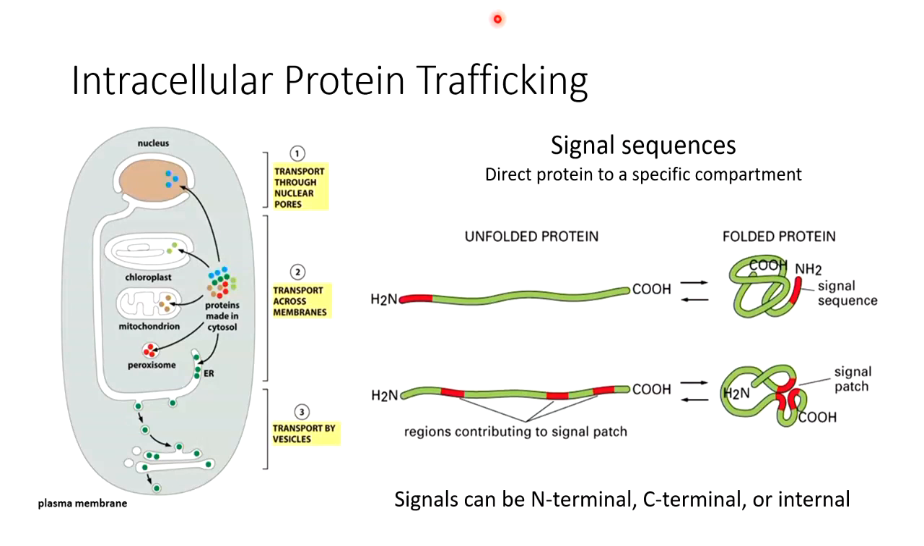And here we can see a schematic of different locations that the signal sequences can direct these proteins to. For example, we talked about nuclear trafficking. We talked about different signal sequences transporting proteins across membranes like the mitochondria and the ER. And lastly, we touched on trafficking signals that move proteins into vesicles so they can either be secreted outside the cell or be integrated into the plasma membrane.